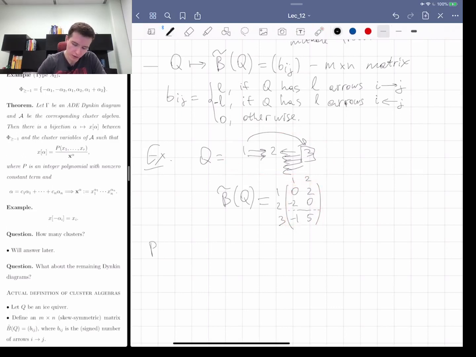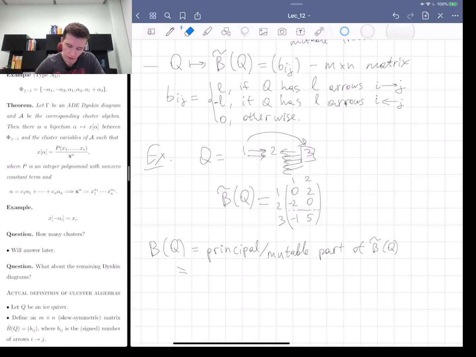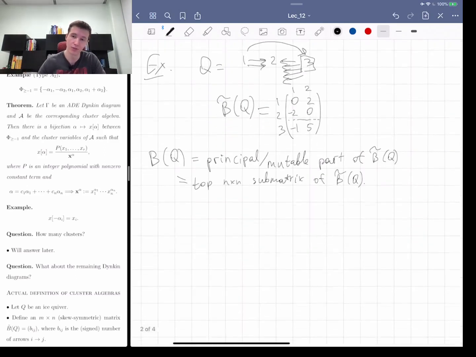And I'm going to denote by b of q, it's called the principal part, or also called the mutable part of b tilde of q. This is just the submatrix, the top n by n submatrix of b tilde of q. So matrices are just a convenient way of encoding a quiver if you have a computer, let's say.